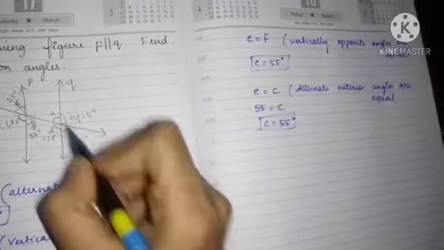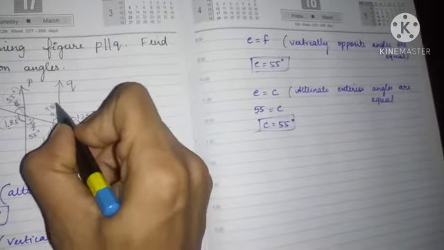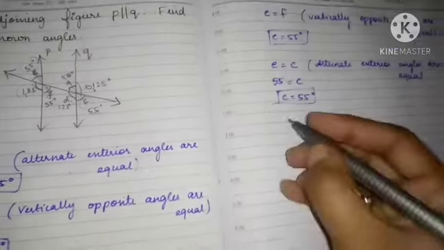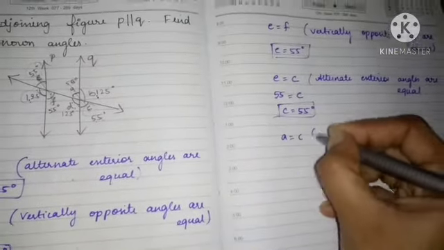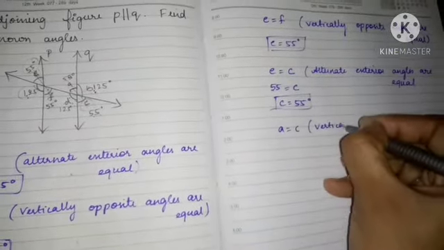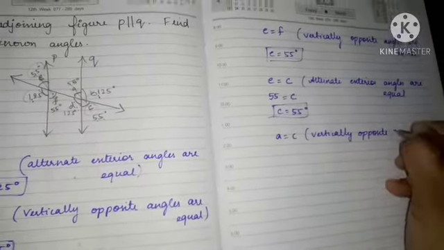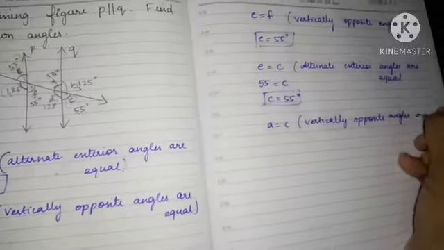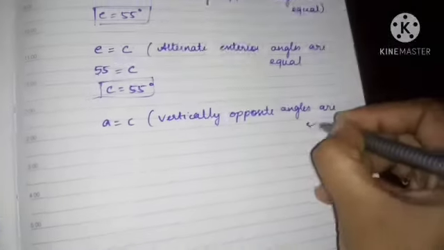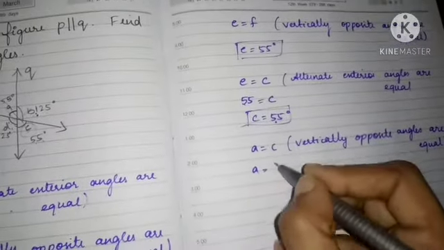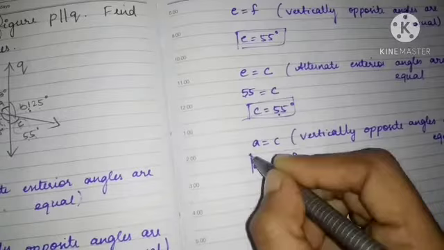If C is 55, A is also 55 because they are vertically opposite angles. Correct? So A is equal to C because vertically opposite angles are equal. So A value is what? A is equal to C value, which is nothing but 55 degree. So I find the value of A is equal to 55 degree.